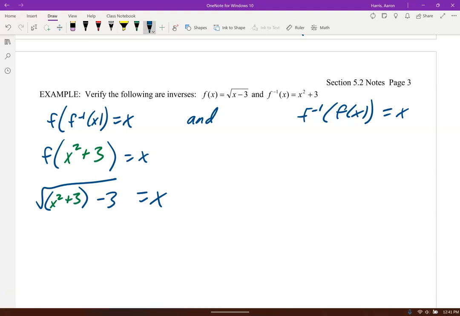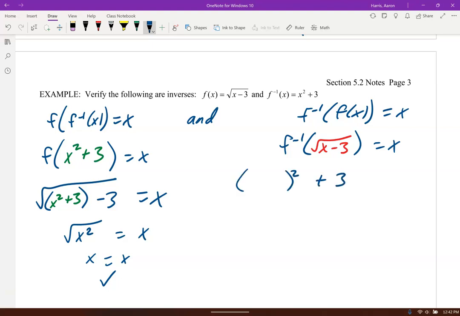So x squared plus 3 minus 3, that's just the square root of x squared, which is x. So far, so good. Now let's go f inverse of f, and let's put f of x in red. f of x is the square root of x minus 3. And we're trying to make sure that's x. So again, I'm just working with the left-hand side. f inverse. Well, f inverse is x squared plus 3. And we're throwing that square root of x minus 3 in. Well, square root of x minus 3 times square root of x minus 3 is just x minus 3.